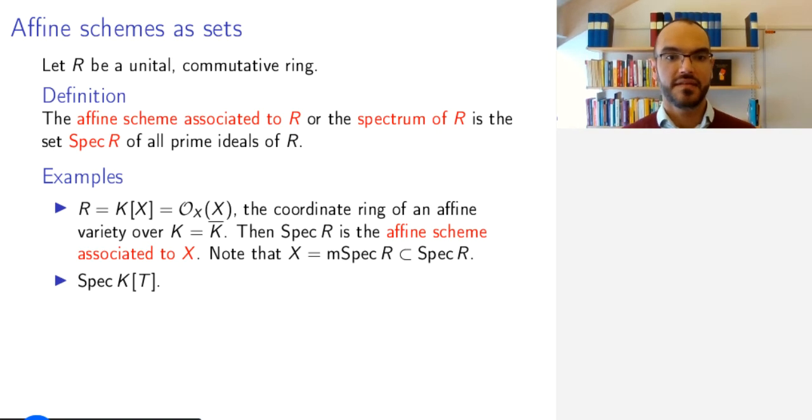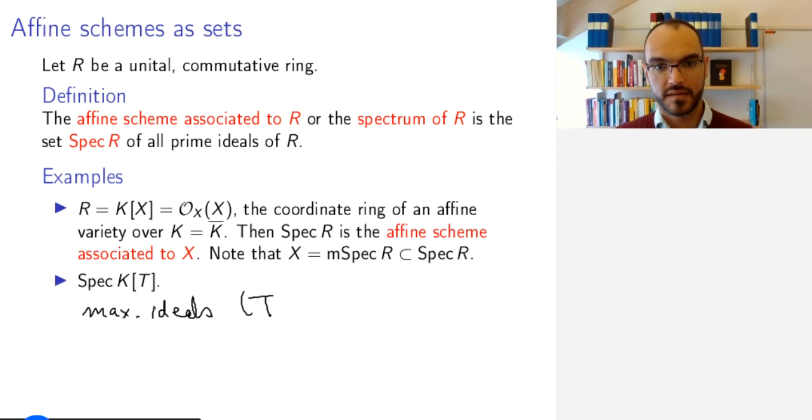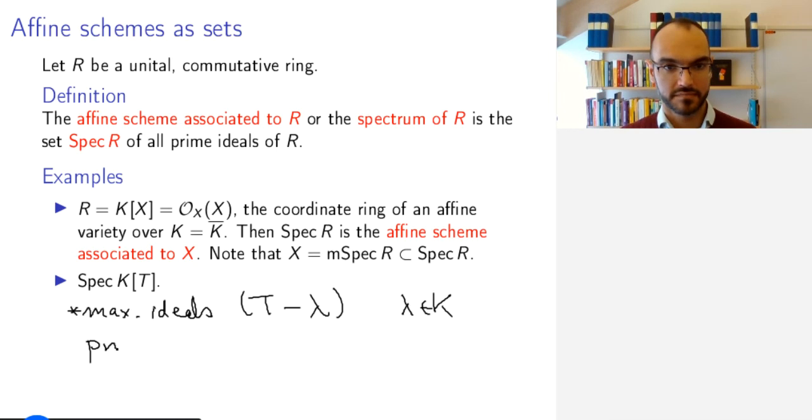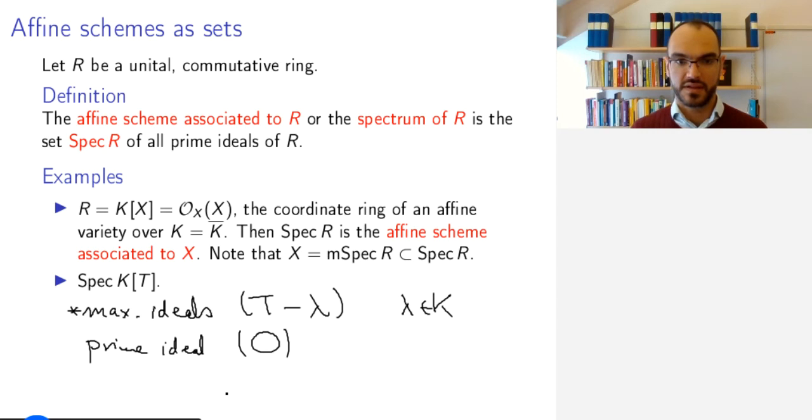For example, we can take the polynomial ring in one variable, k[t]. So here t is a variable. We're still working over an algebraically closed field in this example. And so we have the maximal ideals, and these are of the form (t - λ), where λ is an element in the field. But we also have the prime non-maximal ideal, which is the ideal 0. So that is what is added.